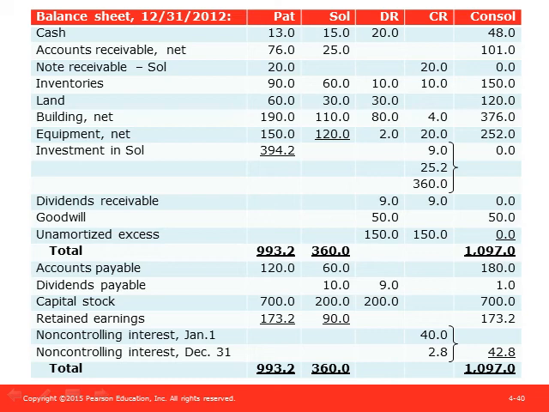And you should be able to, going back through each of the calculations we did in this example, and all of the entries that we used to book the results of those calculations, you should be able to see how they are pulled into the debit and credit columns here to combine with the ending year balances of PAT and SOL to get to a consolidated year-end balance sheet.